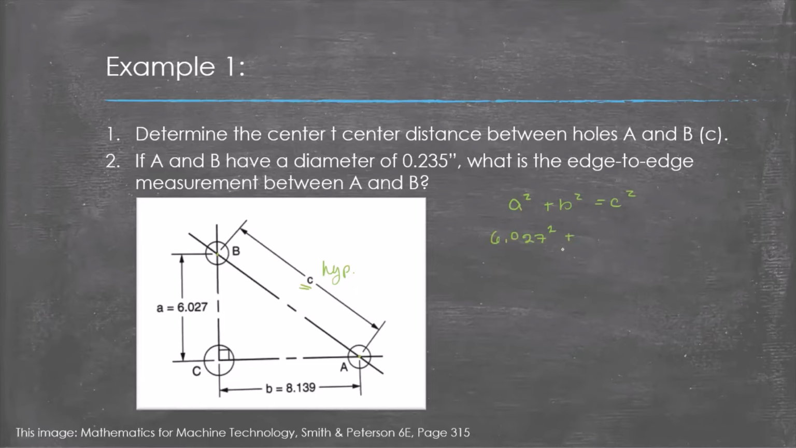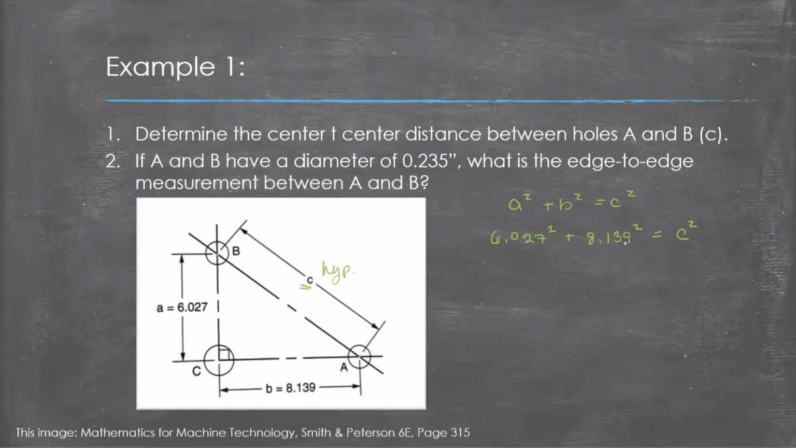So we have A is 6 and 27/1000. So square that plus 8 and 139/1000 squared equals c squared. Now, I haven't told you what to round to, but you'll notice each of your numbers have 3 decimal places. So I strongly advise you to maintain 3 decimal places. That would be the precision of the question. Therefore, we're going to give our answer at the same precision.